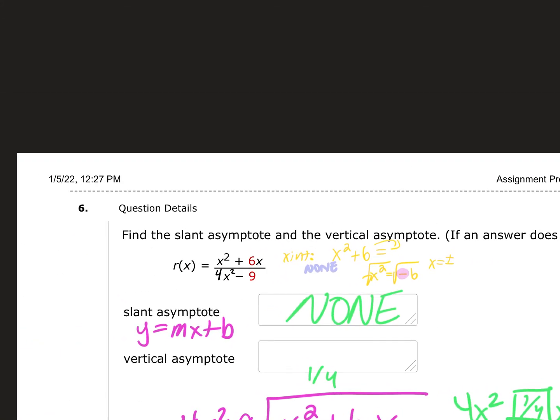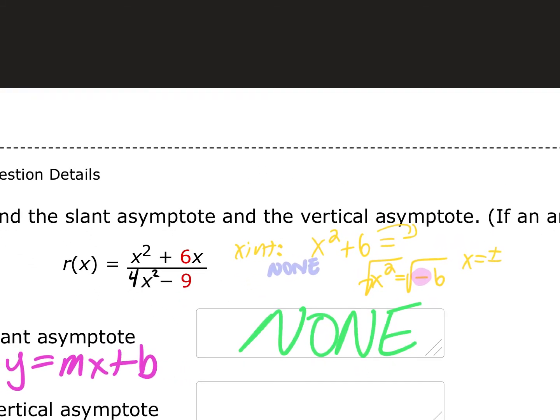Wait, how would you find the x-intercept for this one? You would just say, okay, x squared plus 6x equals 0. So factor out an x. You get x times x plus 6. So then you'd have x equals 0 and x equals negative 6. Good question, good question. Can you scroll down?